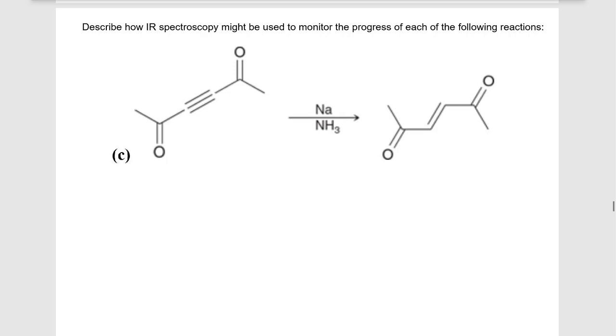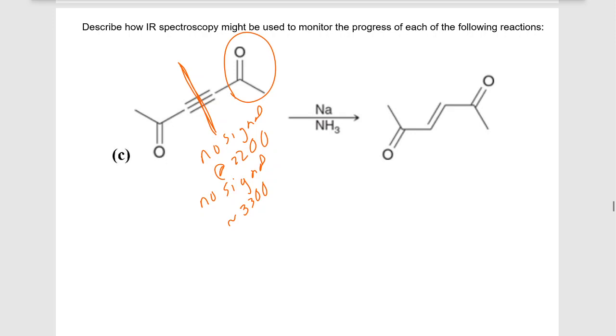Here's an example of another reaction that we can do, and this one's going to be very similar. The main difference is here. This is a symmetrically substituted carbon-carbon triple bond, so we'll have no signal at 2200 for that carbon-carbon triple bond. We'll also have no signal at 3300 for the sp hybridized carbon-hydrogen bond. Okay, so this molecule is just going to give us a peak at 1700 for the carbonyl and an sp3 CH peak just below 3000.